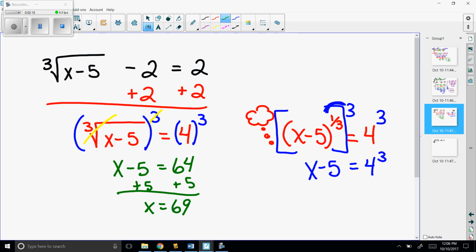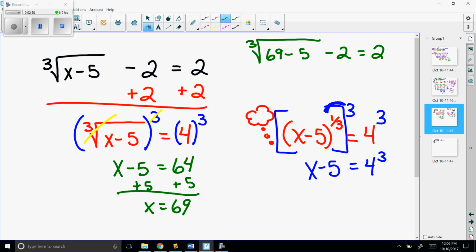But you always have to check yourself because the original problem has a root involved. And when you work with a root, you want to make sure that you don't get a complex number in your solution, which is a good possibility. There might be a possibility that your answer is no solution. So if I put this back into the original problem, you are going to get the cube root of 69 minus 5, minus 2, and they tell you that's equal to 2.